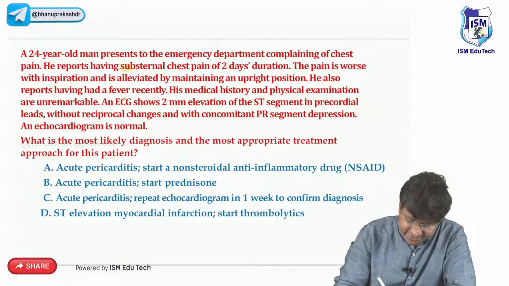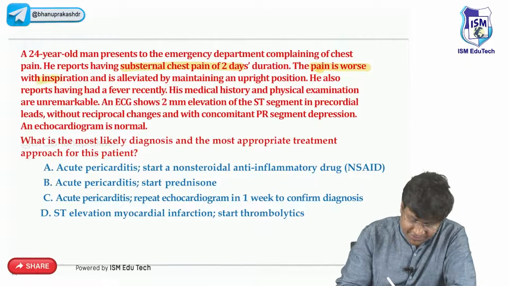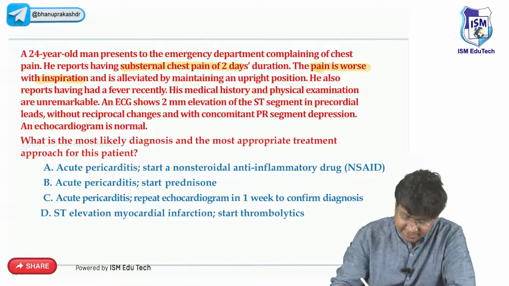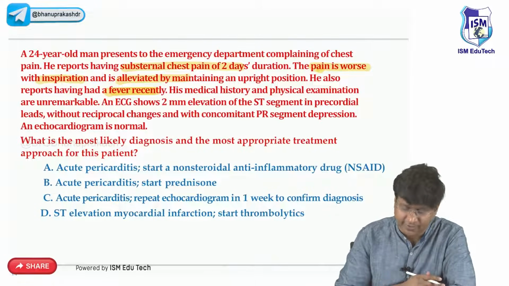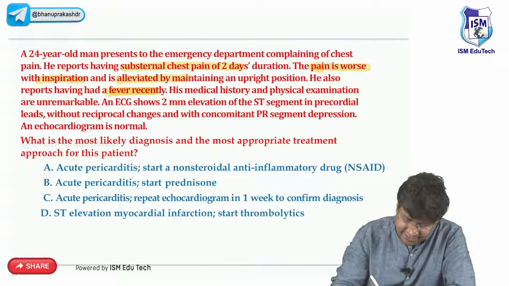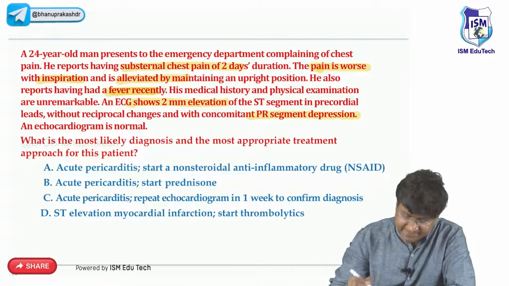They will have substernal chest pain, and the pain is worse with inspiration, right? And it is reduced by maintaining an upright posture. Fever recently, that is because of a viral infection, right? And ECG shows ST segment elevation in all the precordial leads and concomitant PR segment depression.